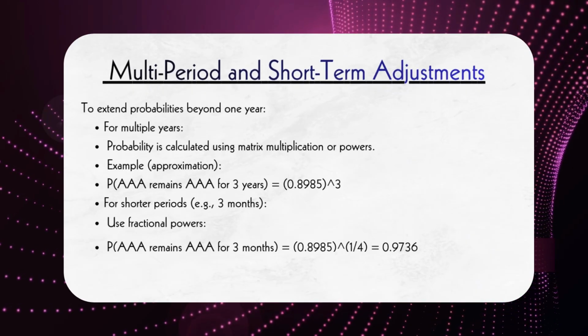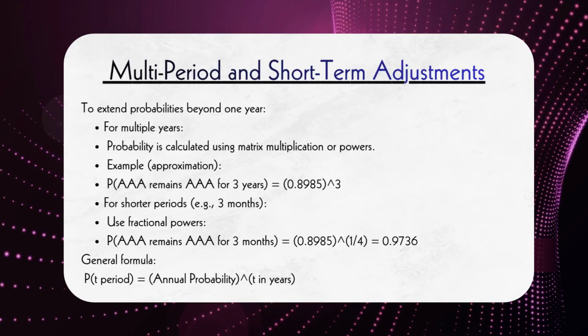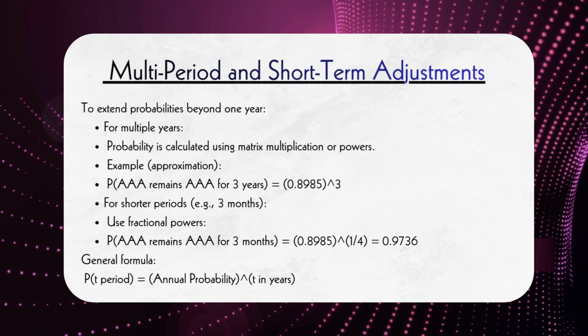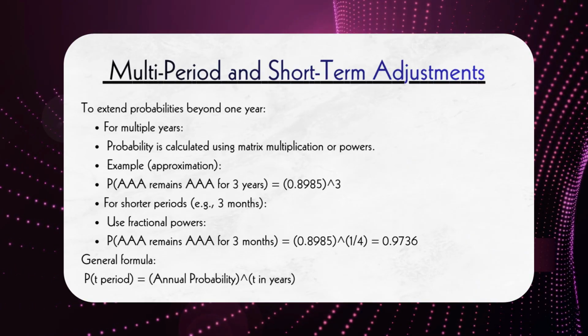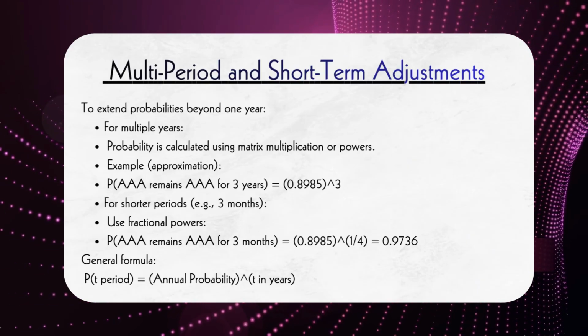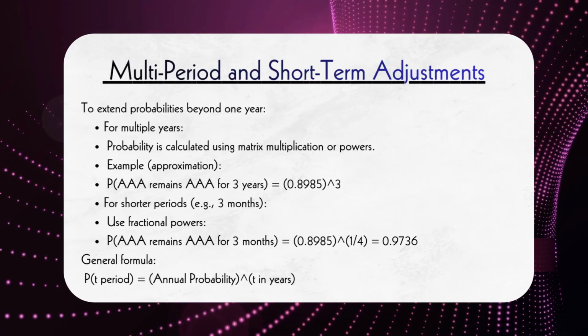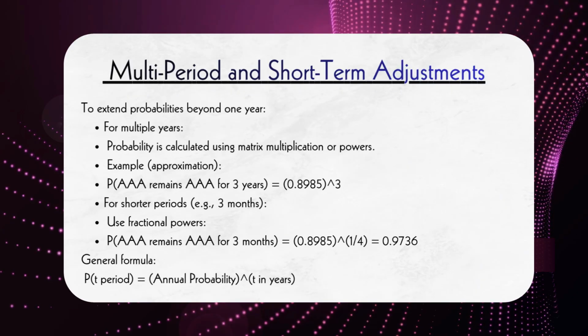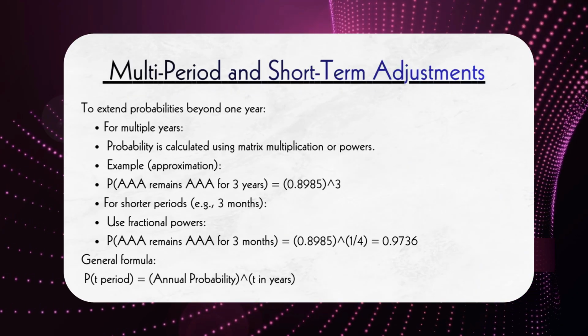On the other hand, if we want a shorter time period, like 3 months, we take the fractional power. So, the probability becomes 0.8985 raised to the power of 1/4, which equals 0.9736. In general, the formula is probability over time t equals annual probability raised to the power t in years.